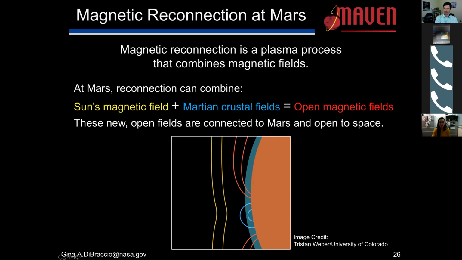So at Mars, what it's doing is it's combining the sun's magnetic field with the Martian crustal fields, and it's creating these open magnetic fields. And these new open magnetic fields are connected to Mars, but also open to space. So these colors that I have for you actually correspond to the graphic that you see below. The yellow is the sun's magnetic fields. And then here, this is Mars, this reddish orange planet that we're showing with the Martian atmosphere. The blue loops that you see, those represent the Martian crustal fields. And when magnetic reconnection occurs, it creates these new red field lines. So I'm going to walk you through this in a little more detail, but this is what it looks like when reconnection has occurred.